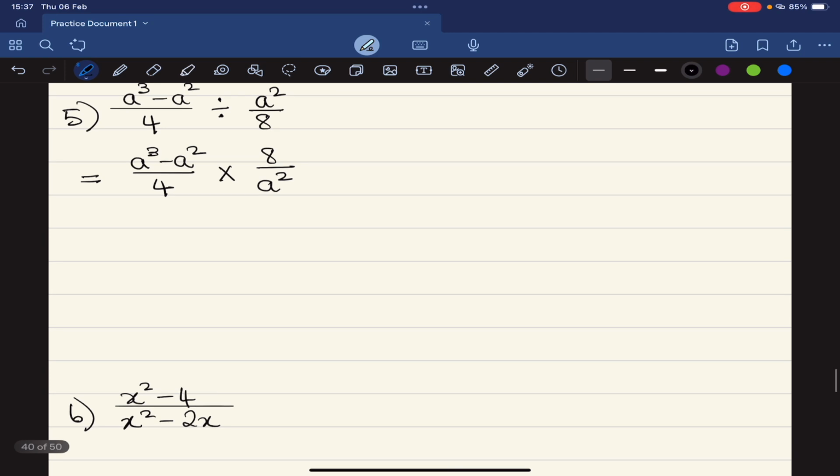Right, so now we can go ahead and do some factorizing. If I look at my first fraction, it seems I can take out here an a squared.